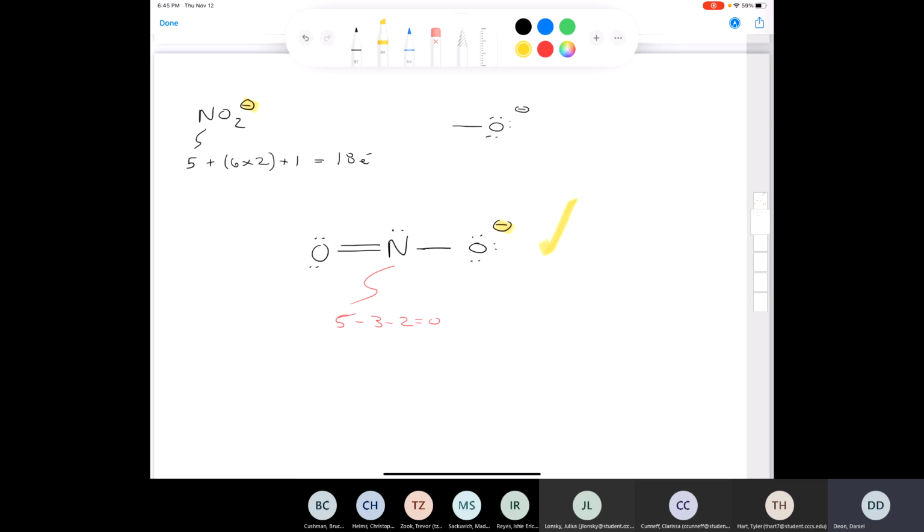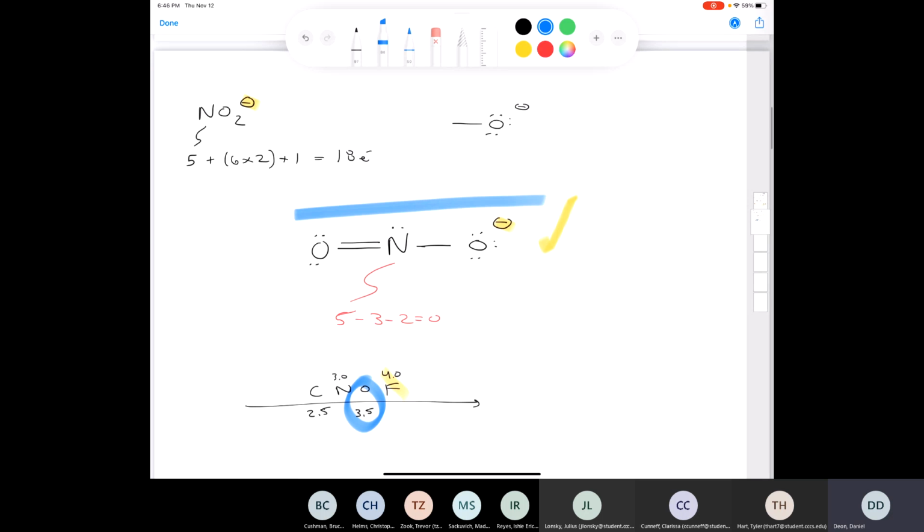Remember that electronegativity increases going across a period. So as we go from carbon to nitrogen to oxygen to fluorine, fluorine is 4.0, oxygen is 3.5, nitrogen is 3.0, and carbon is 2.5. Fluorine gets the gold medal. It's the most electronegative element in the periodic table, but oxygen takes the silver medal. It's the second most electronegative element in the periodic table. So we have a perfectly reasonable Lewis structure for the nitrite ion.